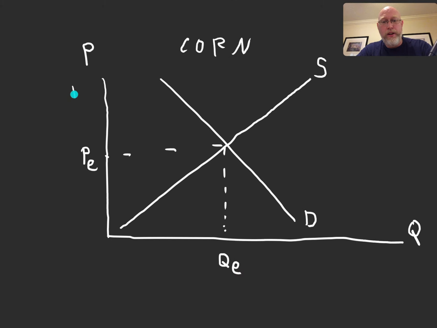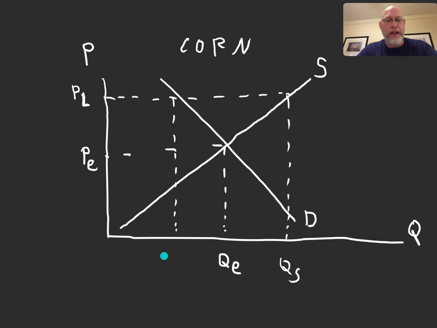We have the higher price that some policymaker feels that the farmer should get for their crop. We have the quantity supplied coming off the supply curve. We have the quantity demanded coming off of the demand curve.